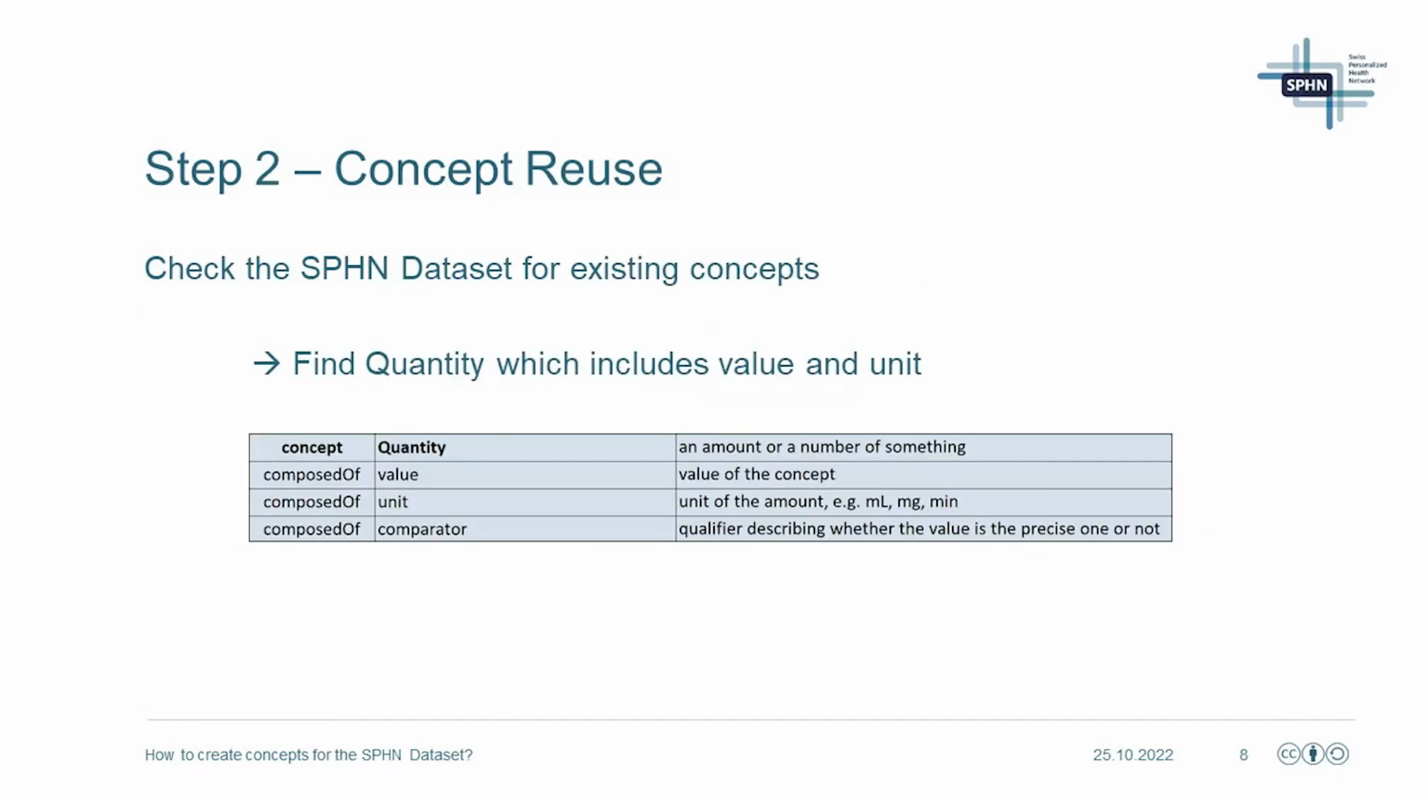The second principle is concept reuse. We always encourage to look at the SPHN dataset. What existing concepts are there already, and can we reuse them? So what we find here is that value and unit is defined already in the so-called concept quantity, and we can reuse it to define our new concepts of head circumference measure and waist circumference measure.